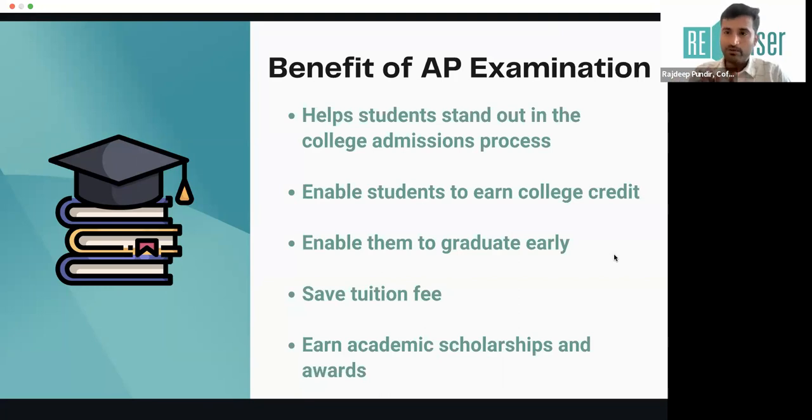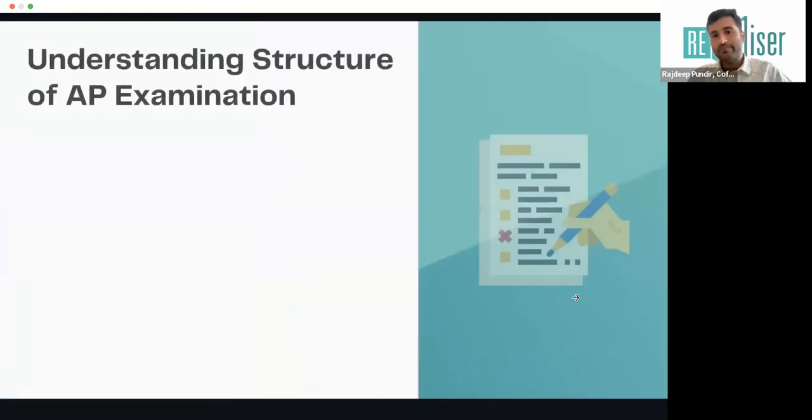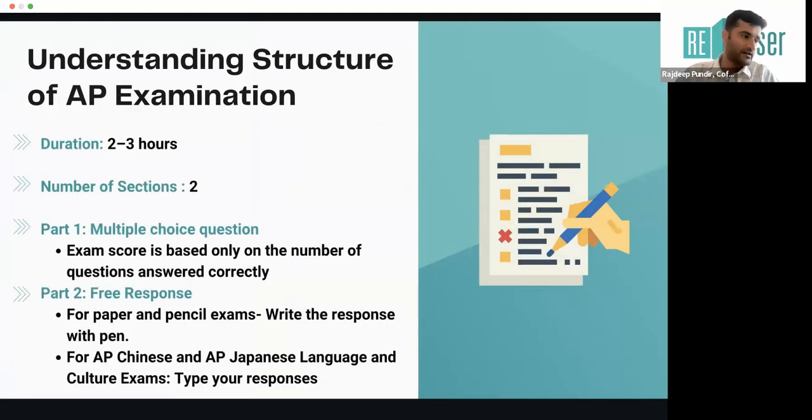Should you be doing an AP or not? And when should you be doing it? I think these are the 3 important questions that you really need to ask yourself, and see if I'm able to answer those questions by the end of it in generic terms. Coming back to this, these are different benefits why you should be writing. And let's try and understand, what's the structure of this exam.